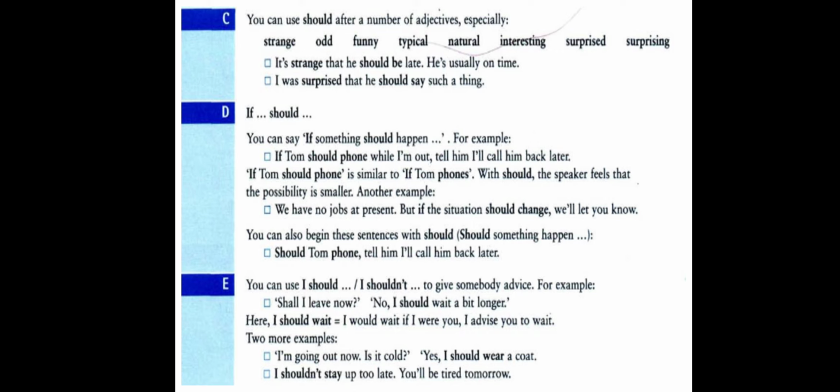I shouldn't stay up too late. One person says, I shouldn't stay up too late. You will be tired tomorrow. Means here the speaker says to the other person, you shouldn't stay up too late. You will be tired tomorrow. But he used I instead of you to make the other person understand as if he is speaking to himself or herself. Means if I were you, I wouldn't or I shouldn't stay up too late.